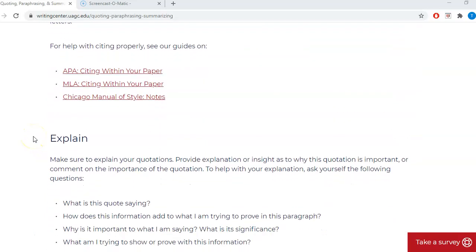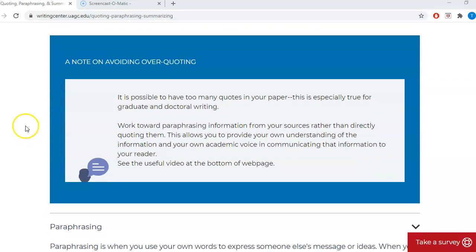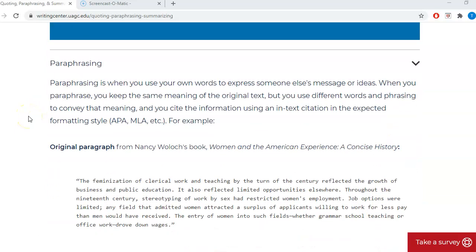Alright, so just a word about overquoting. It's probably not going to be a huge issue in your undergraduate classes, but if you're getting to the point where you're pulling in 25% of the paper or 33% of the paper is becoming direct quotes, that probably means you need to do a little bit more analysis and pull in some more of your own ideas or do some paraphrasing. So paraphrasing is when you use your own words to express someone else's idea.